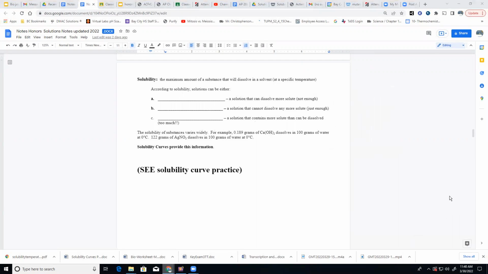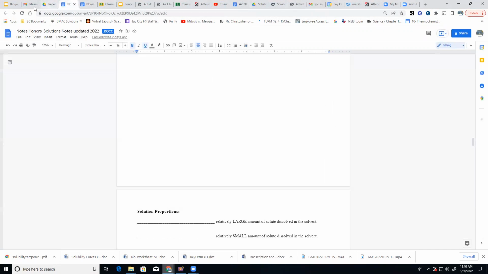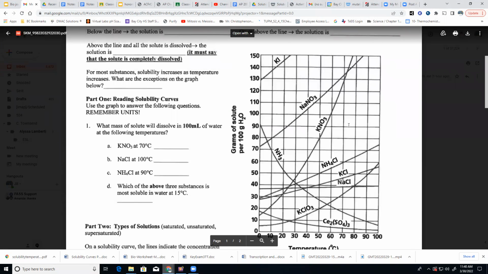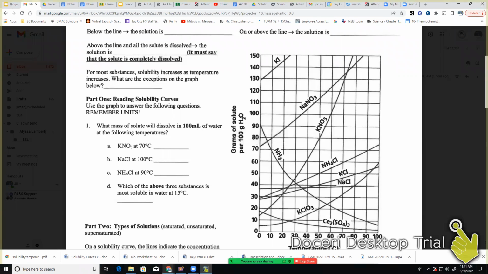All righty, let's find the next one. There we go. All right, so if we look just at the solubility curve, you'll see at the bottom that on the x-axis it's temperature and it's increasing. And on the y-axis, it's showing me how many grams of solute will dissolve in 100 grams of water. And all those different lines, each one is a different solute.